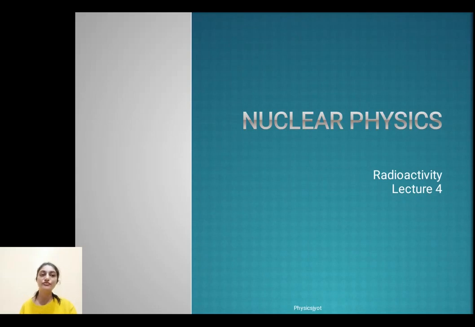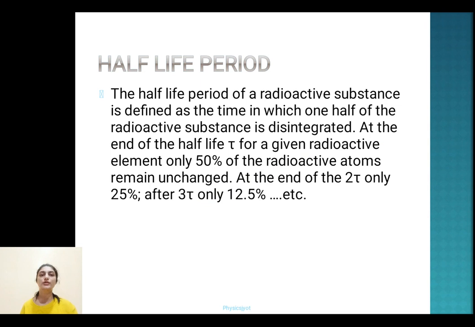Everybody, this is lecture 4 on radioactivity, nuclear physics. Today we are going to talk about half-life period. The half-life period of a radioactive substance is defined as the time in which one half of the radioactive substance is disintegrated. At the time of half-life tau, for a given radioactive element, only 50% of the radioactive atoms remain unchanged. 50% disintegrated, that means 50% are remaining.